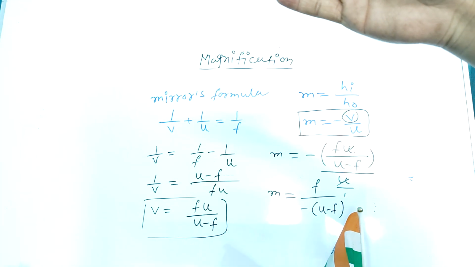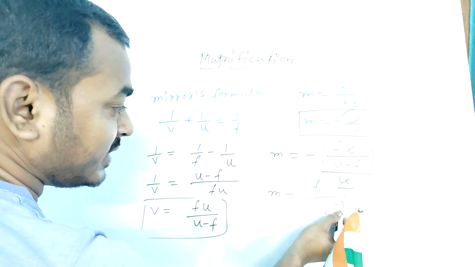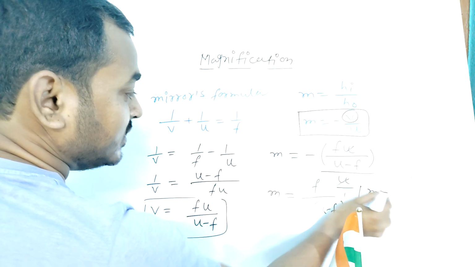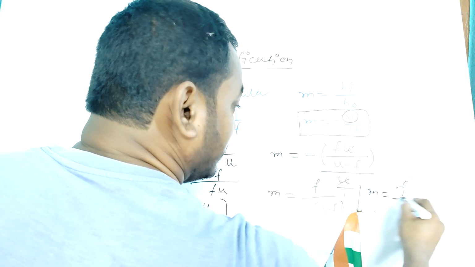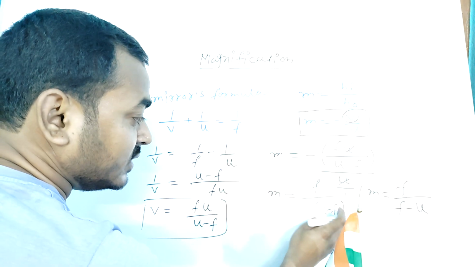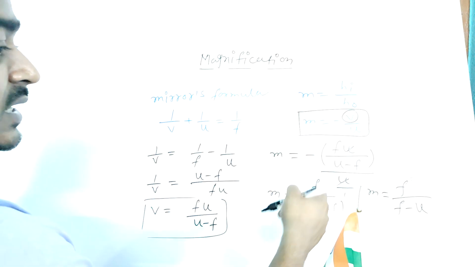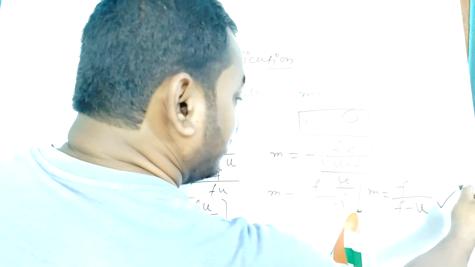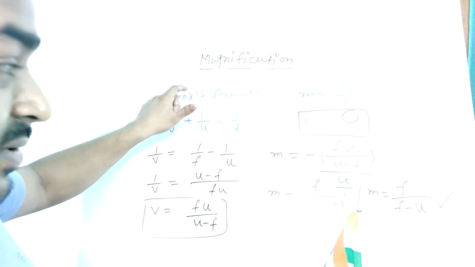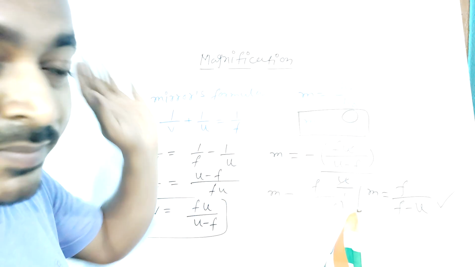Yes, visible. So see, now if we absorb this minus sign over here, then we can write M is equal to f divided by f minus u. It is minus u plus f, f minus u. So the magnification is M equals f by f minus u. Proved. So you have to start from the mirror formula, find v, replace, and we'll get this one.